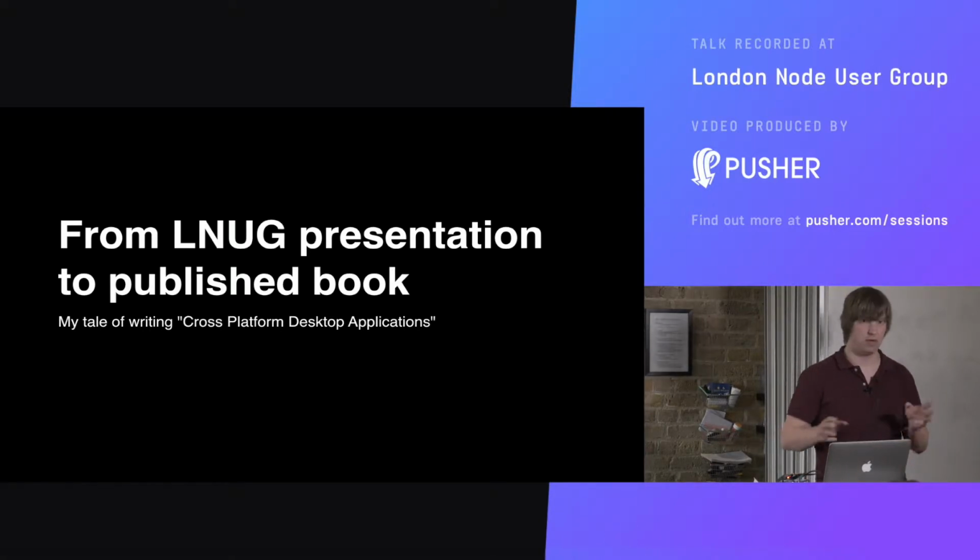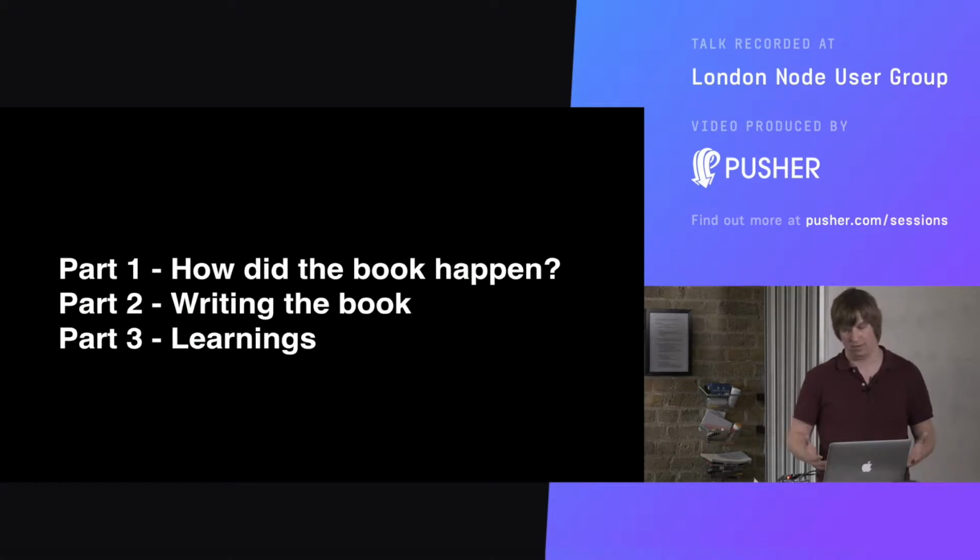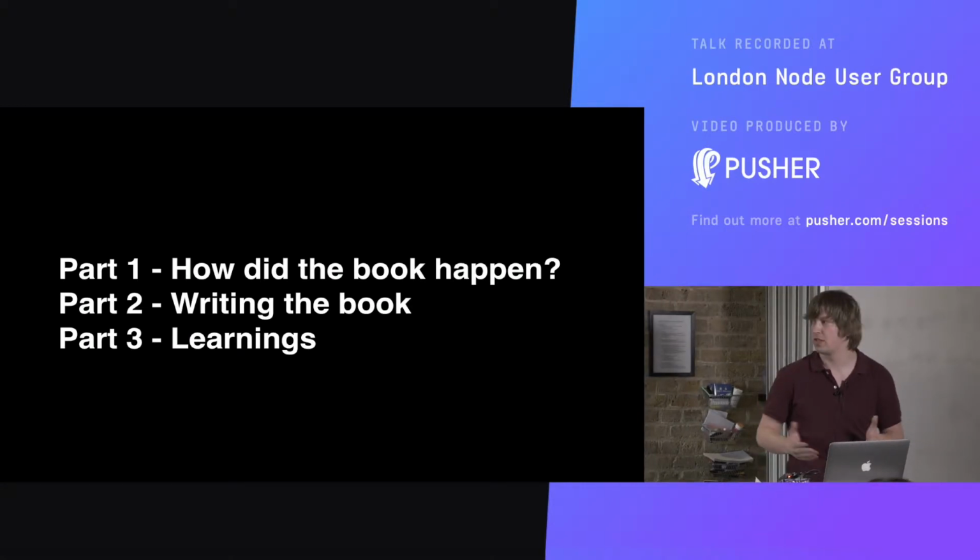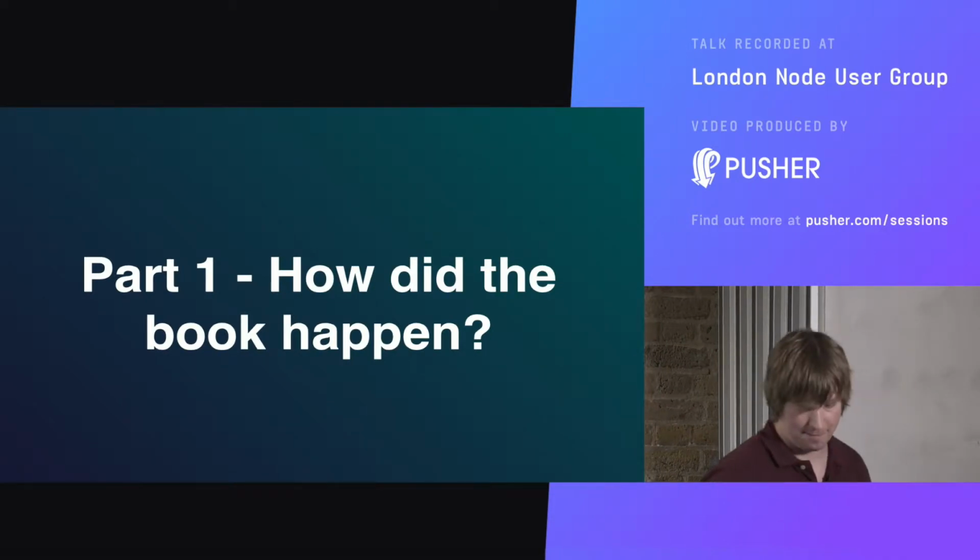So basically there's kind of three parts. How did the book happen? What was it like writing the book? And things I've learned that I can pass on to anyone who wants to write a book. So I guess starting with the first part, how did this book happen?